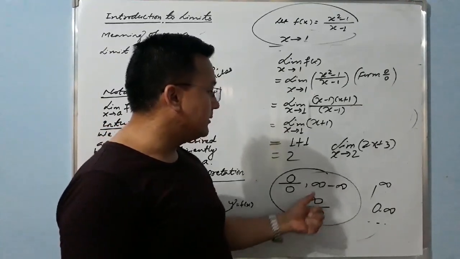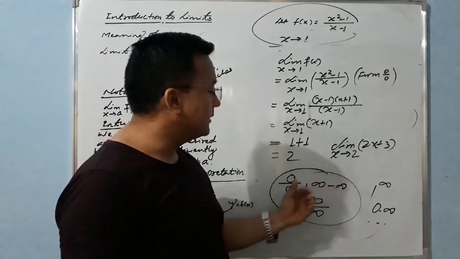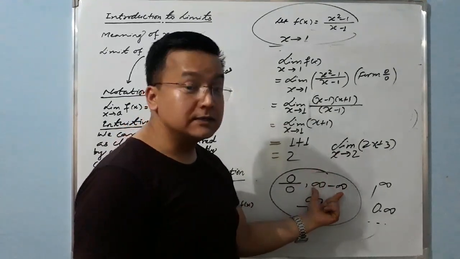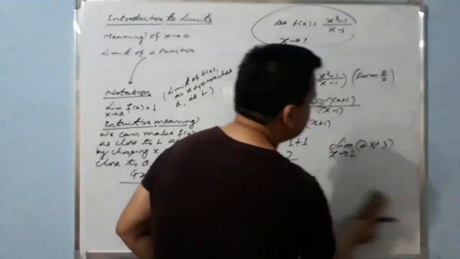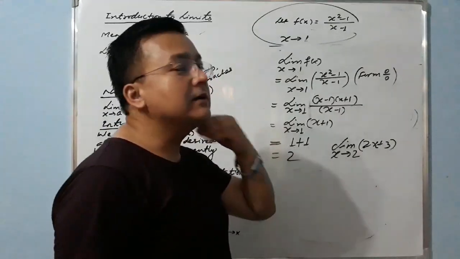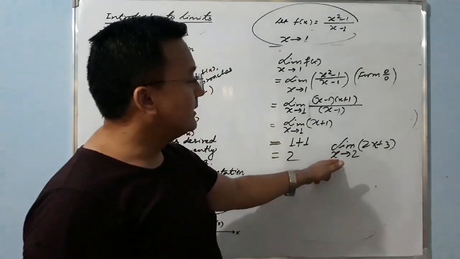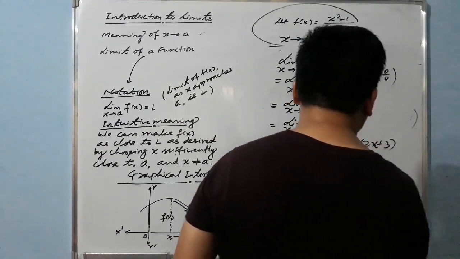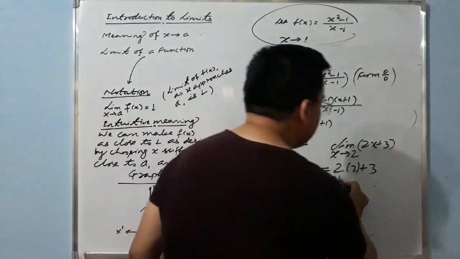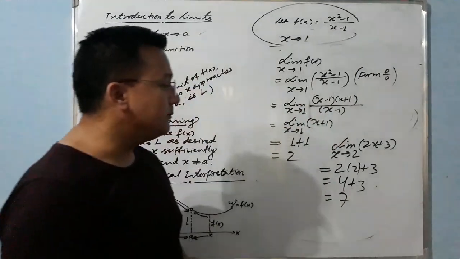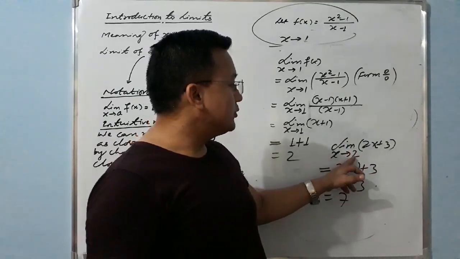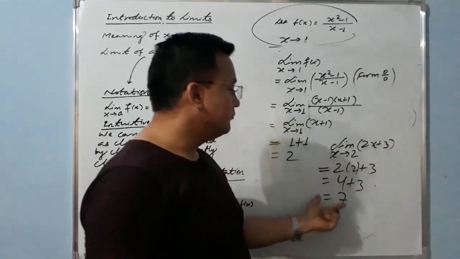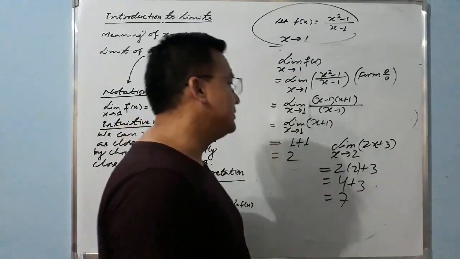At first glance you can reject these forms; you are not getting any indeterminate form. If you are not getting any indeterminate form, then you can put 2 directly instead of x. So 2 times 2 plus 3 is 4 + 3 = 7. We can interpret it this way: when x tends to 2, 2x tends to 4, and finally 2x + 3 tends to 7. So 7 is the limit of the function.